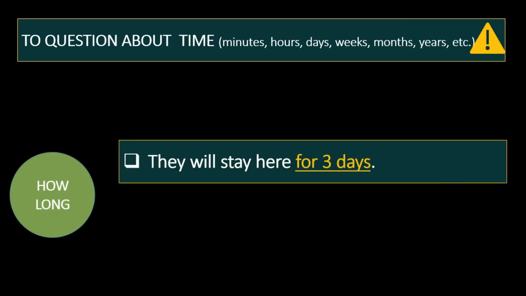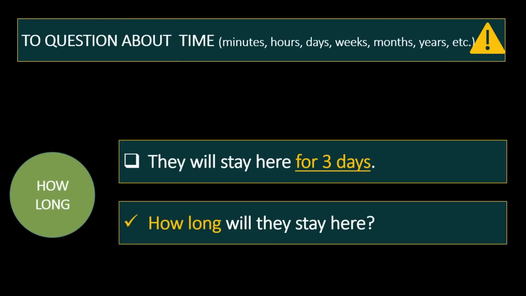Look at an example here. They will stay here for 3 days. They will stay here for 3 days. This is the time period mentioned here. So you can use how long. How long will they stay here?